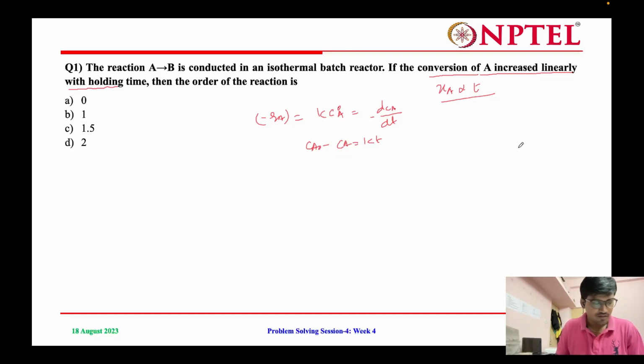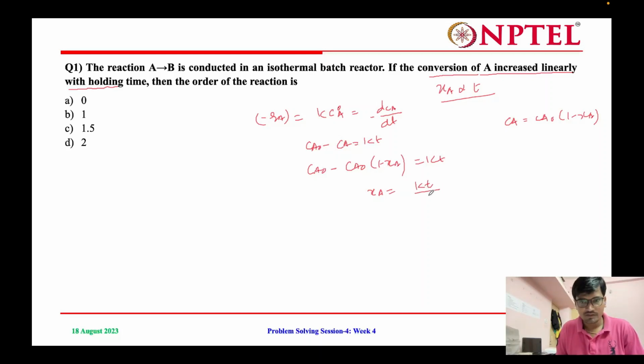As we know, CA is equal to CA0 (1 minus XA). So CA0 minus CA0 (1 minus XA) equal to kt, so CA0 XA is equal to kt. So here the conversion is directly proportional to the time. It's a zero order reaction.